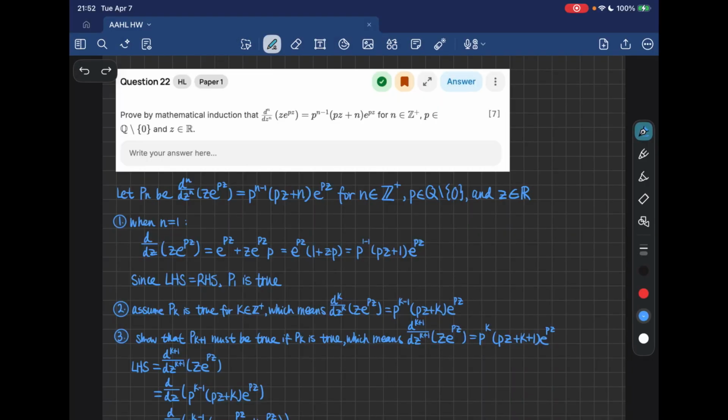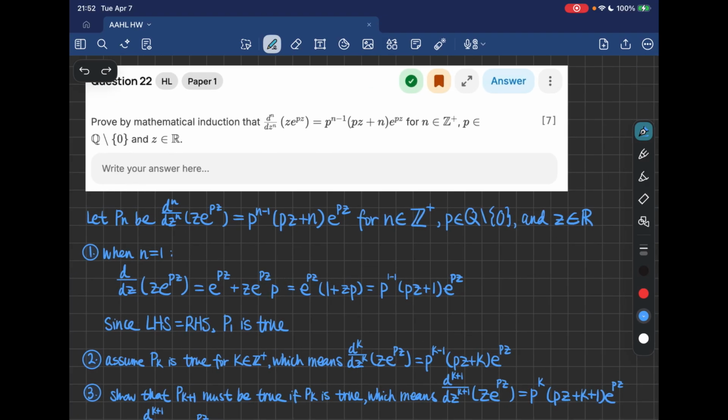Here is a mathematical induction problem on, I would say, differentiation. It's quite important. It takes up 7 marks, and it's paper 1. It might look confusing at first, so I want to cover it because I think it's quite important to get comfortable with calculus inductions.